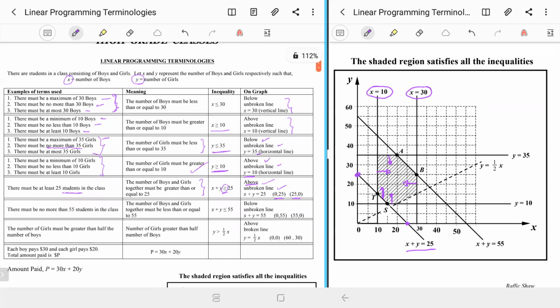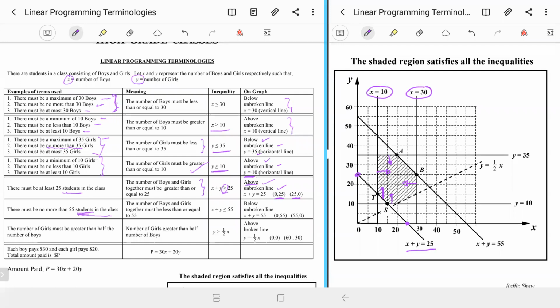So now we come down to this one. It says there must be no more than 55 students in the class. That's the maximum number of students total. The class can't hold more than 55 students. Students again is taken to mean the sum of the boys and the girls. So that's x plus y. X is the number of boys, y is the number of girls. So students is x plus y.